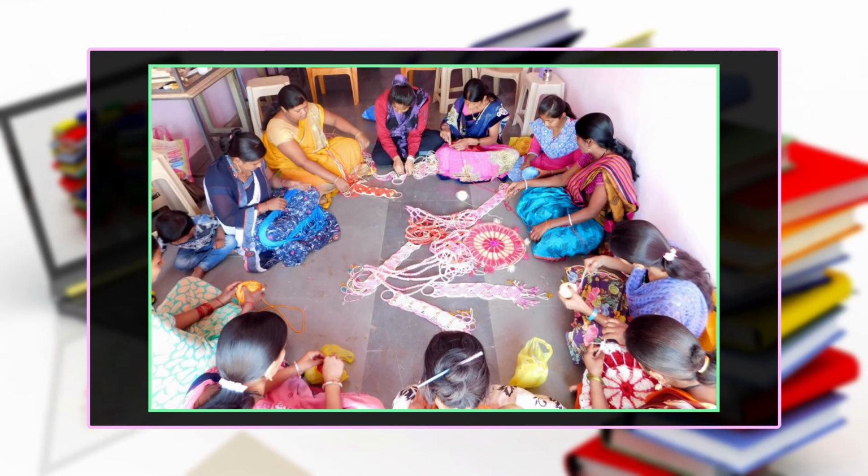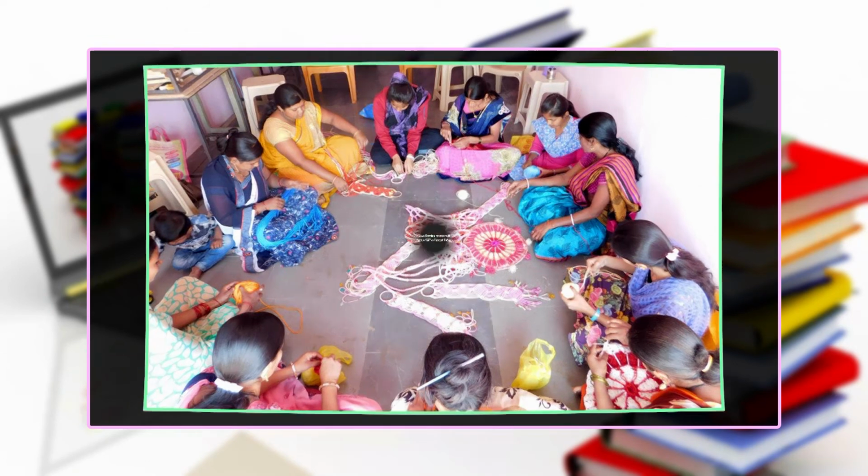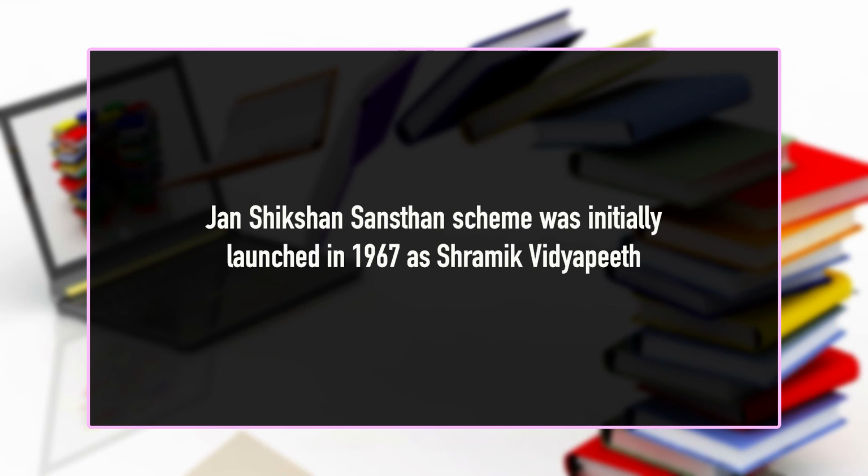The Jan Shikshan Sansthan is an innovative educational scheme in the field of non-formal and continuing education and training for adults started by the Government of India. This scheme was initially launched in 1967 as Shramik Vidyapeeth, a polyvalent or multifaceted adult education institution aimed at improving the vocational skills and quality of life of the industrial workers.